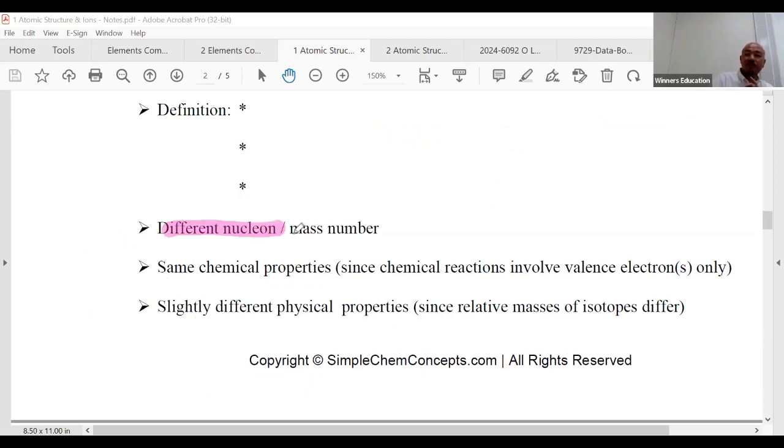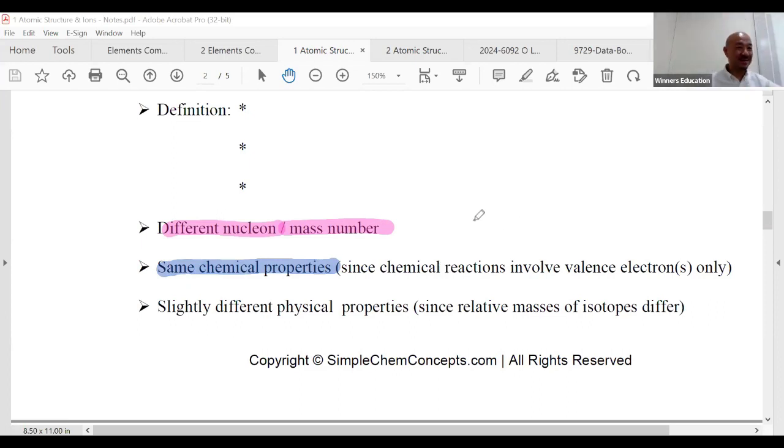So when the proton number is the same, the neutron number is different. Obviously, the nucleon number, or mass number, is different. Everyone must agree. Okay, first thing. Number 2, the 2 sodium atoms you saw there will have the same chemical properties.